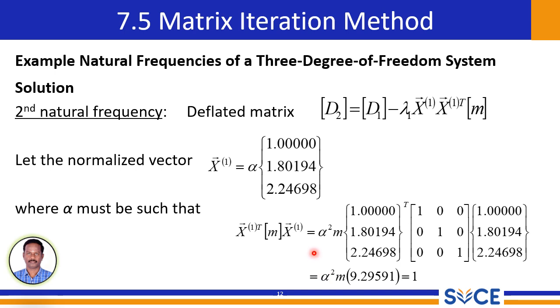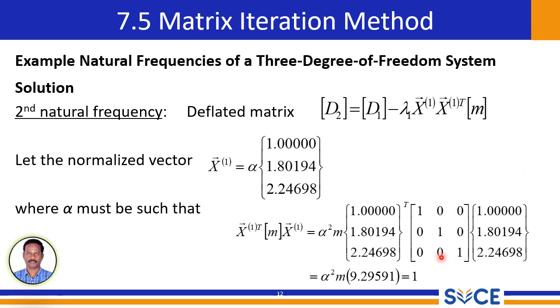The first mode shape, when normalized with respect to the mass matrix, should satisfy the specific condition that x1 transpose m x1 equals 1. This means that we take the transpose of the first mode shape, multiply by the mass matrix, and then multiply by the first mode shape again. The outcome should be equal to 1.